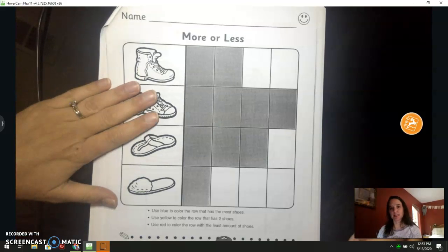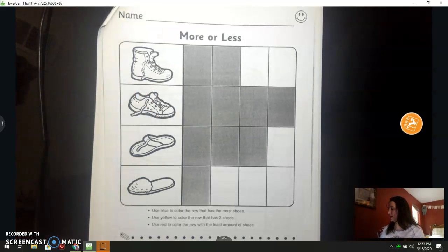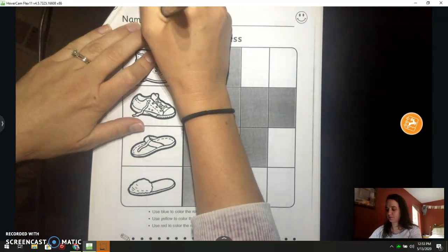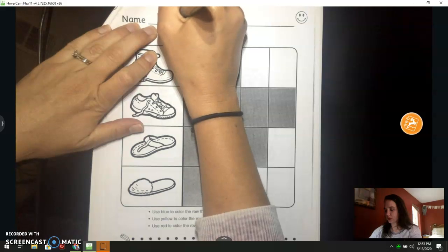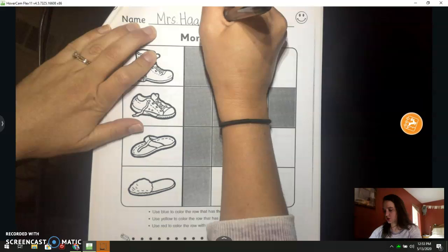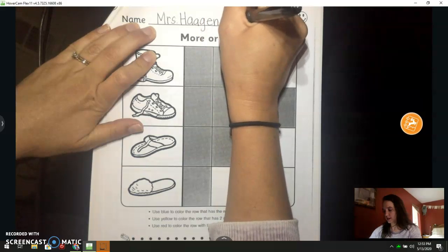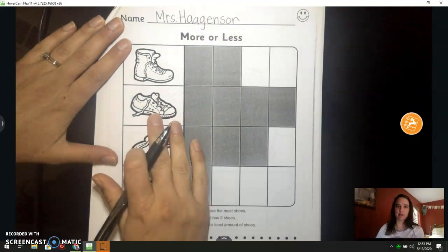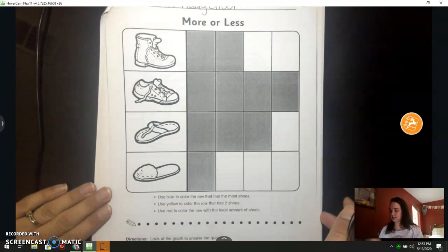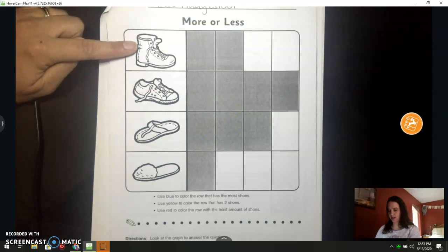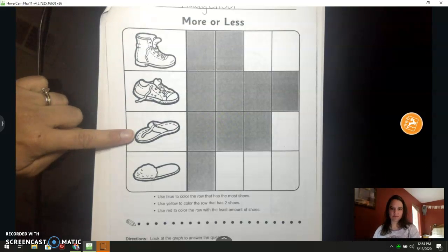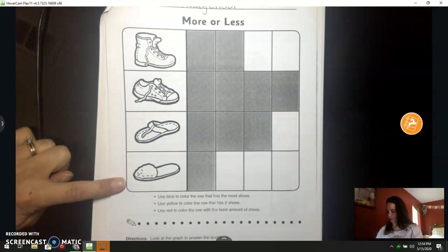Your first page looks like this. It says more or less and has some pictures of shoes. Please write your name at the top. We're going to be answering some questions about the graph on this page. We're practicing being able to read this information even though it doesn't have words. More or less. Let's see what kind of shoes we have. A hiking boot, a sneaker, a sandal or flip-flop, and a slipper.